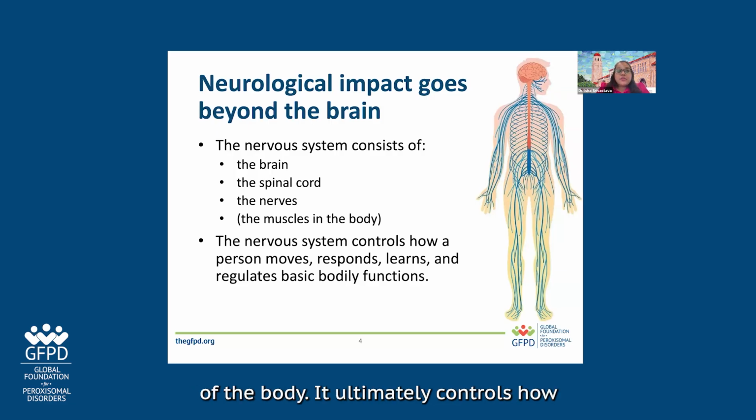It ultimately controls how a person thinks and learns, but also how a person can respond and move to different cues in the environment, as well as regulate key body functions. So it does a lot. And so I want to hear from all of you in terms of what are some of the neurological symptoms or challenges that you or your loved ones or your child may have faced.